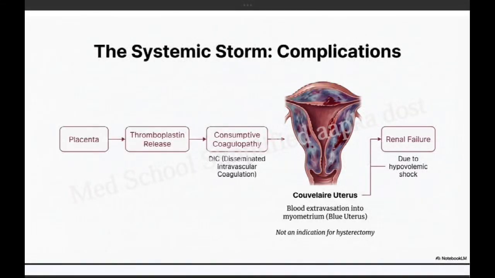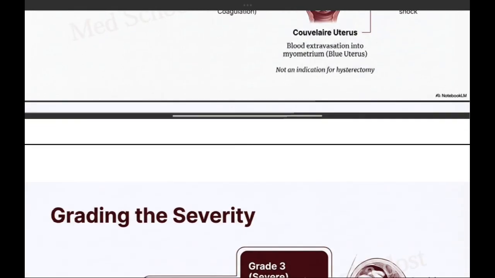The systemic storm: there is a complication where the placenta releases thromboplastin that results in consumptive coagulopathy, that is DIC, disseminated intravascular coagulation, which gives the coagulary uterus. We will call this uterus a coagulary uterus, that is blood extravasation into the myometrium, and the myometrium looks blue in color, so we call it the blue uterus, and it's not an indication for hysterectomy. Okay, it can cause renal failure due to hypovolemic shock.